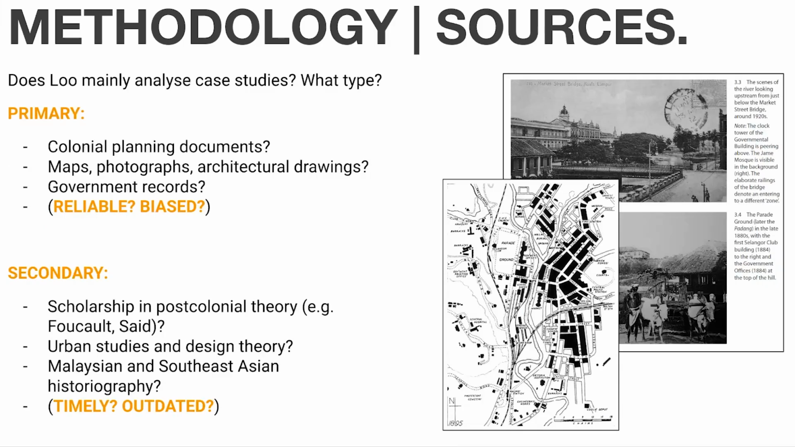We can also discuss the sources that the author has used. Does Lou mainly analyse case studies? And if so, what type are they? Does he have a mixture of primary sources and secondary sources? Well, we know that he uses colonial planning documents. There are maps, there are photographs and architectural drawings. Are there government records shown? And can you show those in your presentation?